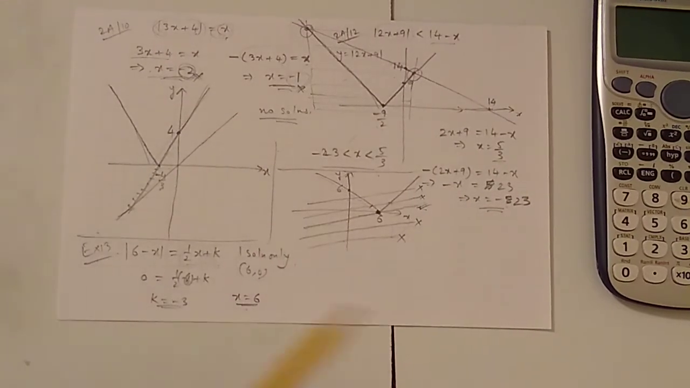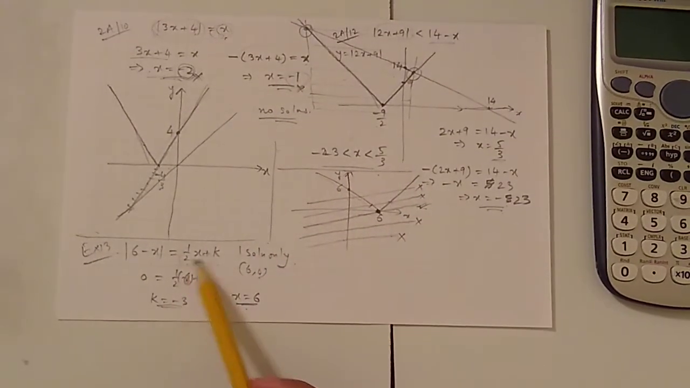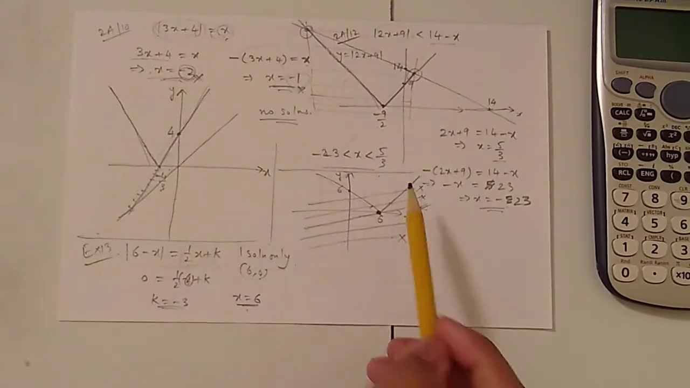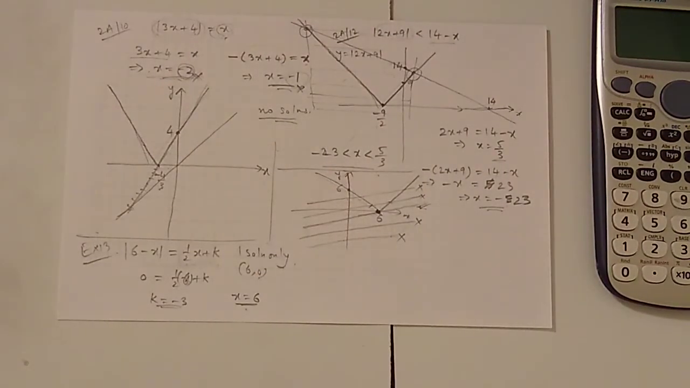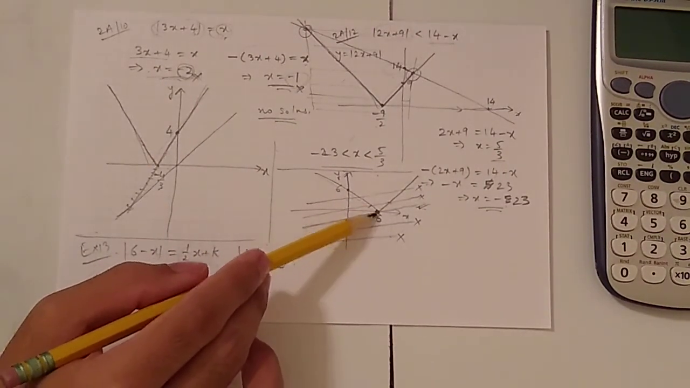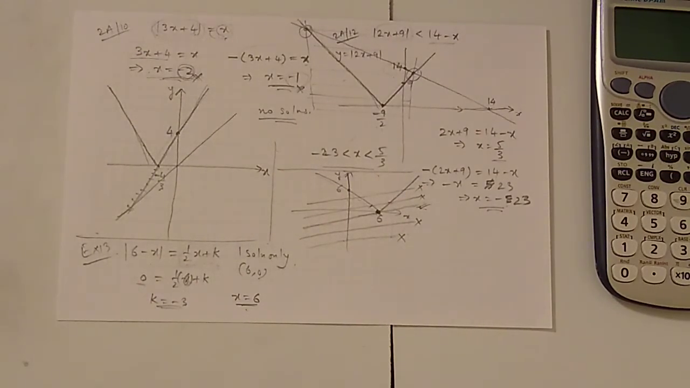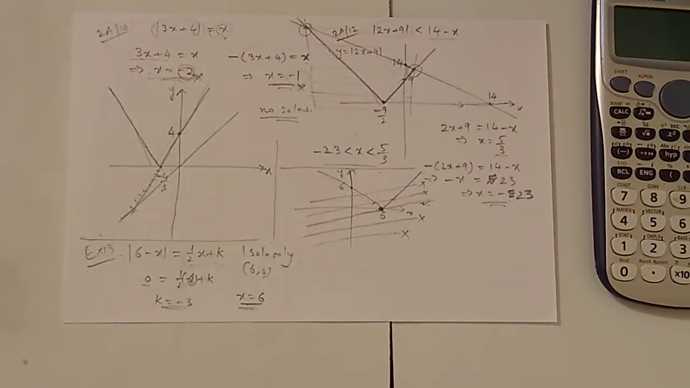Again, repeating what we did: we drew the graph of |6 minus x|. We had half x plus k. If it needs to have only one solution, it needs to touch the graph only once, in other words, it is going to touch the vertex. At the vertex, x is 6 and y is 0, so substitute that into the equation. You can simplify to get k equals minus 3. And the second part of the question is to just state the solution, which is x equals 6.